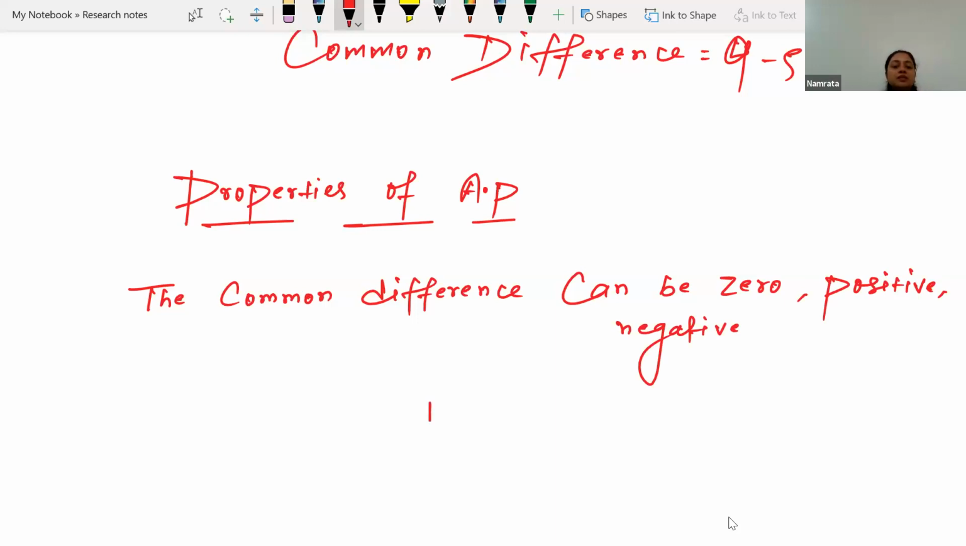Like even if I write the sequence 1, 1, 1, 1, 1, we can still say it's in AP because all the common differences are the same, right? Yes, ma'am. So the common difference can be zero, positive or negative, it doesn't matter. The only thing that matters is the gap between every two consecutive terms has to be the same. Then only we can declare it's an AP. Okay, this is what the first property says.